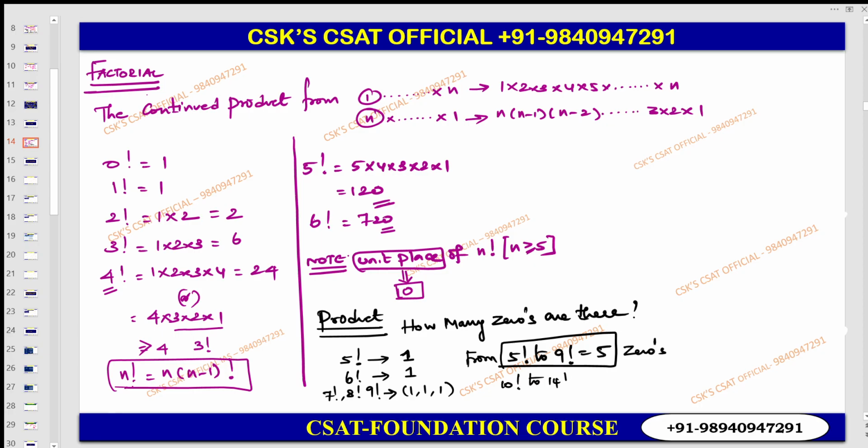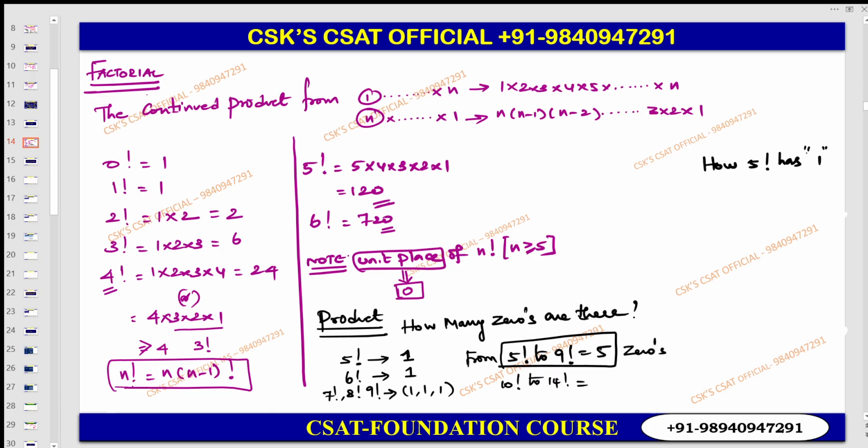10 to 14 factorial. How many zeros are there? So therefore we will see how many zeros are there in the 10 factorial. So that is also important. So how is this 5 factorial 1?